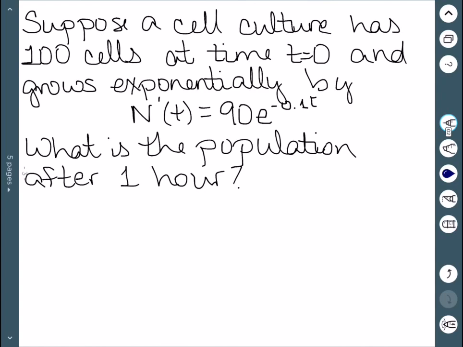Here we have a cell culture that starts at 100 cells at time t = 0 and grows exponentially by n prime of t equal to 90e^(-0.1t). We want to know what the population is after 1 hour. So since we're going to 1 hour, we're going to integrate from 0 to 1 of 90e^(-0.1t) dt.